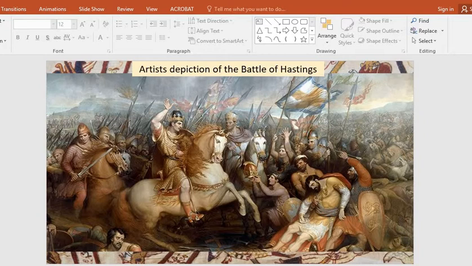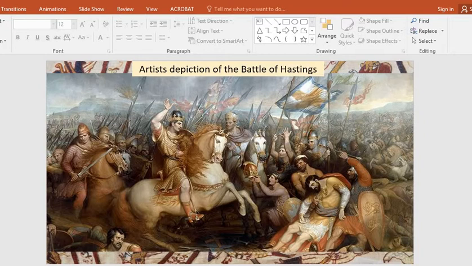So, William was born about 1027. He was the son of Robert, the Duke of Normandy, and Helena, the daughter of an undertaker and tanner. So an undertaker is somebody who looks after people who have died, and the tanner is somebody who looks after the cowskins. Now, his parents were not married, which is why he is sometimes referred to as William the Bastard. William became Duke of Normandy before he was 8, after his father's death in 1035.